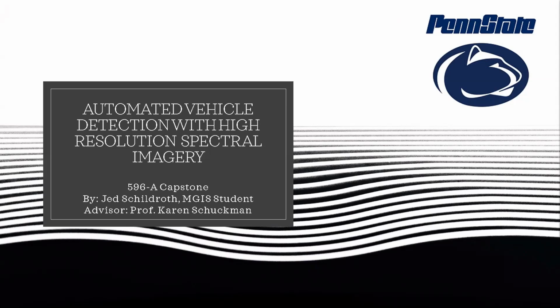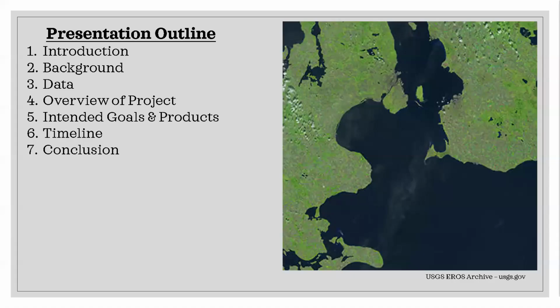So, real quick, I'm going to take you through how I'm going to outline this talk. I'm going to start with an introduction, give you a background into some of the information behind my project. Then I'm going to present you with the data that I'm going to use, and then go through an overview of how I'm going to do it, the intended goals and products, a timeline, and a quick conclusion.